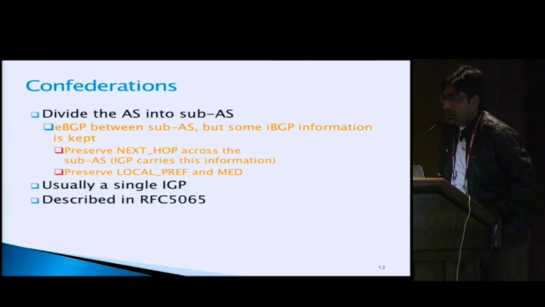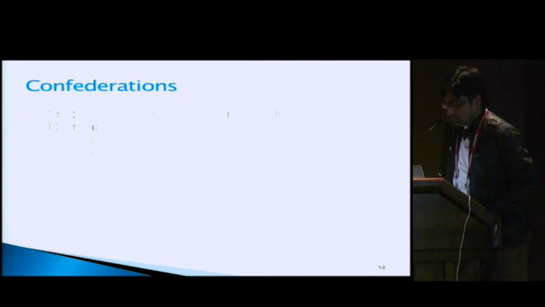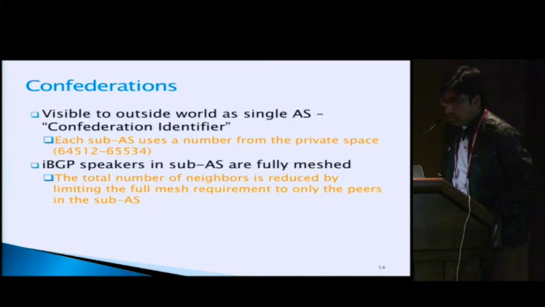Usually you need to run a single IGP across your autonomous system, again for reachability of your next hops. In terms of configuration, to the outside world the autonomous system is still visible as a single AS. Your logical sub-ASs will not be visible outside. When you have small sub-ASs, you run private ASNs on them. Inside each sub-AS you need to run a full mesh of iBGP, so you need to take care of the size of your sub-ASs, because if one is too big, you need to think of running route reflectors inside that sub-AS as well.